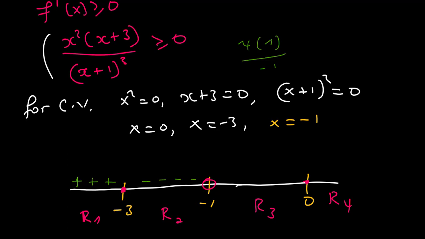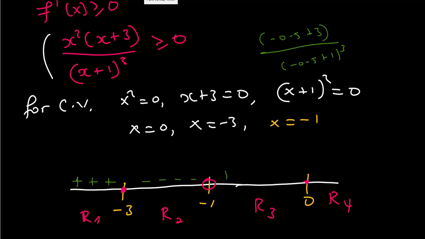Between negative 1 and 0, we can choose negative half. Substituting negative 0.5, we have negative 0.5 squared, which is positive 0.25, times negative 0.5 plus 3, divided by negative 0.5 plus 1, all cubed. This is a positive quantity, so the region is positive. For 0 and above, you can take any positive value, like 4, and it will always be positive.